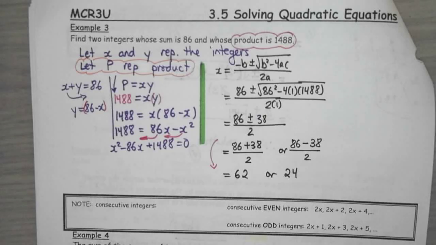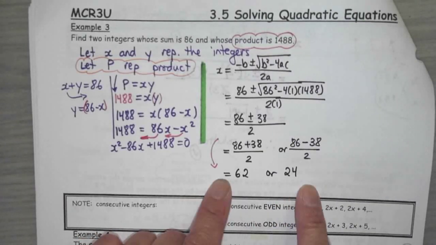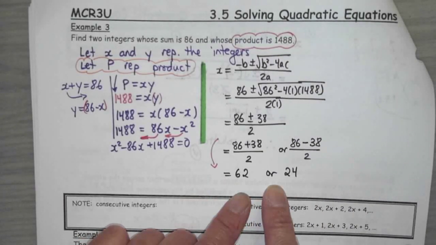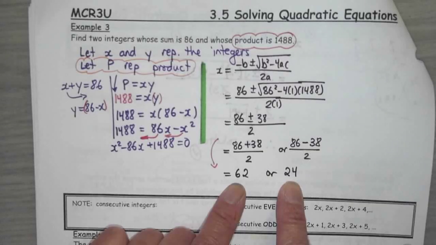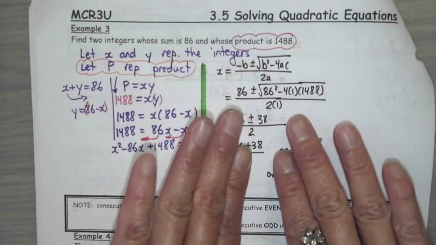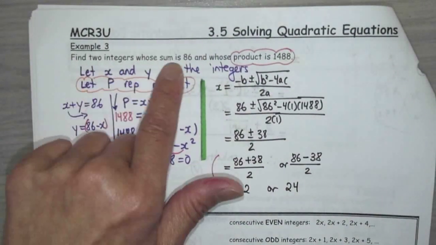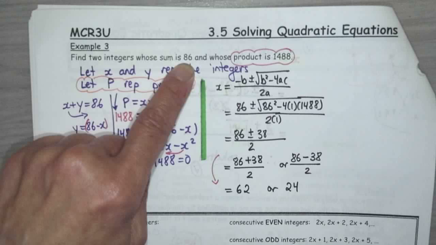Am I done? Okay. What am I asking you to find? What do you think? Yeah. 2 integers. Are those the 2 integers? No, those are not the 2 integers. These two are not a pair. These are two separate. See the word or? Two separate answers. I need you to go back to find 2 integers whose sum is 86.